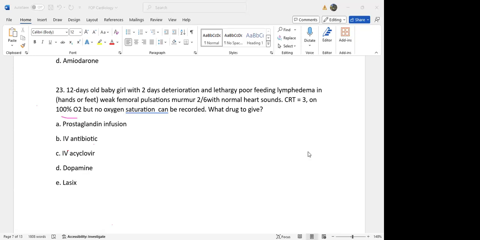Yes, lymphedema is suggesting that the child is having Turner syndrome. Turners have a predilection towards left-sided lesions, as we have already discussed, and Noonans are associated with right-sided lesions. So that is why lymphedema is indicating this girl is Turner with coarctation of aorta.